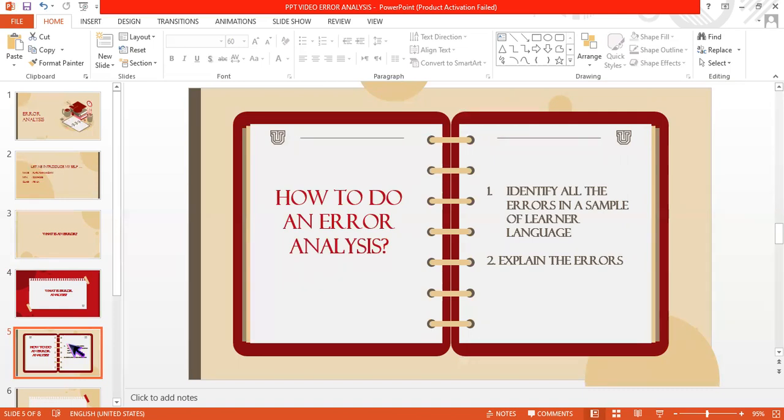First, identify all the errors in a sample of learner language. For each error, what do you think the speaker intended to say and how should they have said it? For example, an English learner may say, "he make a goal." This is an error. However, what should the learner have said? There are at least two possible ways to reconstruct this error. First, "he makes a goal." And second, "he is making a goal."